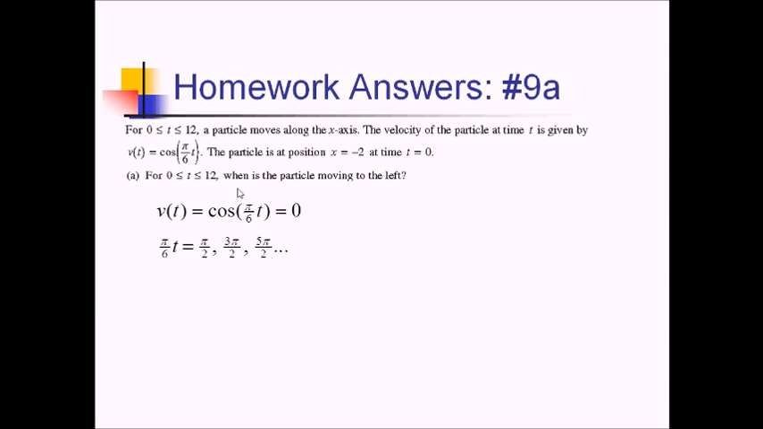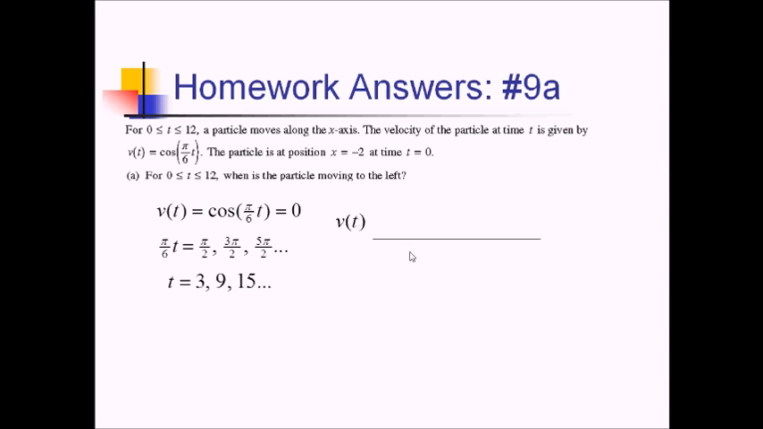And when I get rid of the cosine, I've still got this pi over 6t that was left inside. So now to actually solve for t, I need to multiply by 6 over pi. So I'm essentially going to cancel out all these pi's here and multiply all the numerators by 6. So I've got 6 over 2, which is 3. This is going to be, let's see, 18 over 2, which is 9. And then 30 over 2, which is 15, and so on and so forth. So the only ones I really care about are this 3 and this 9 because those are on the interval from 0 to 12. Let me do some sign analysis now.